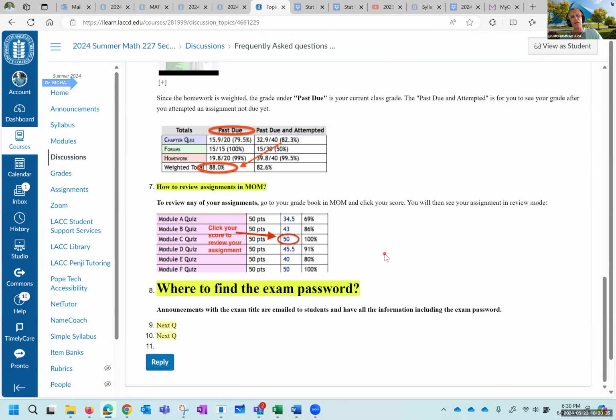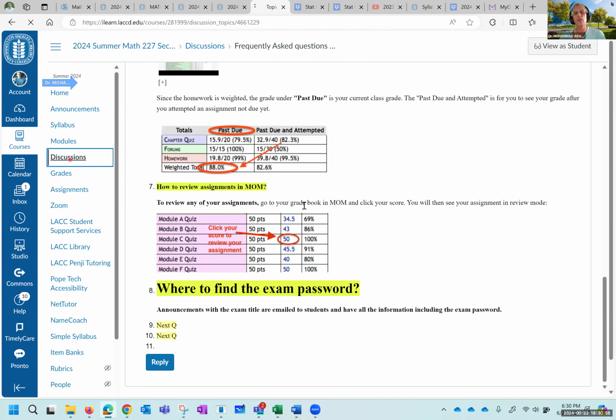One of the things that happens, and it's unbelievable to me, is that students always ask for the password for the exam. As I mentioned, it will be sent to you, and you can find it under the announcements. It also explains here where to find it. Announcements with the exam title are emailed to students and have all the information, including the exam passwords.